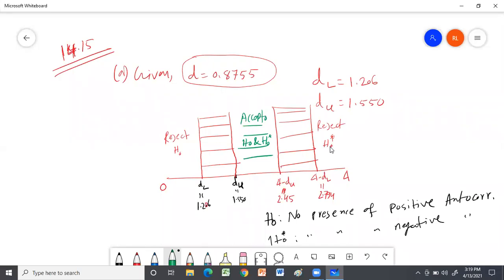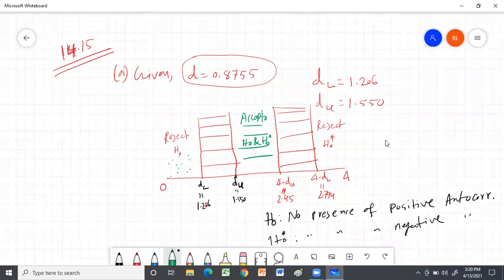Okay. Now your calculated D value is 0.8755. So which area does it fall under? The rejection area, the rejection evidence area of positive correlation. The calculated D value falls below the lower limit of the D value, so we are rejecting the null hypothesis. And our first null hypothesis was no presence of positive autocorrelation. But when we are rejecting this null hypothesis, we are assuming that there is a presence of positive autocorrelation. Right?